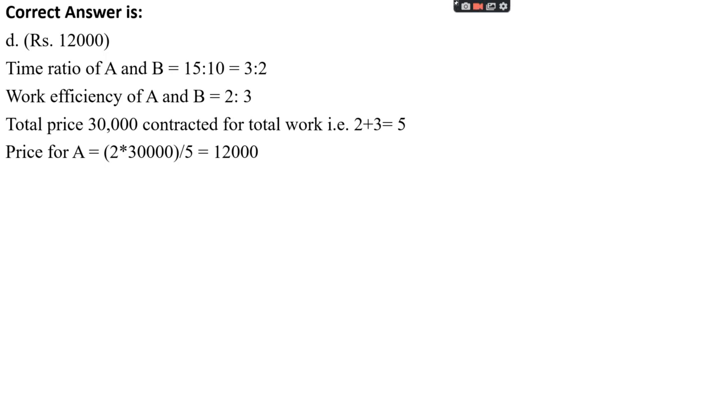The time ratio of A and B is 15 is to 10, which means 3 is to 2. We always know that the time taken to complete the work is inverse to the work efficiency. So the work efficiency of A and B is in the ratio of 2 is to 3. We have a total price of 30,000, which is distributed according to the work efficiency, and the total work is 5. So the share taken by A will be 2 into 30,000 upon 5, which is 12,000. The remaining share will be B's.